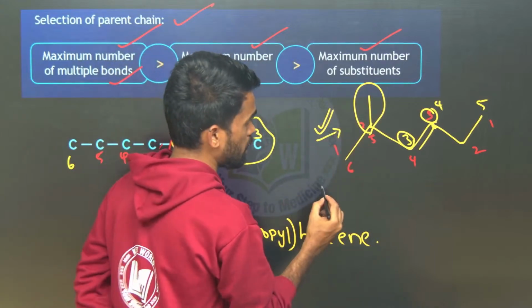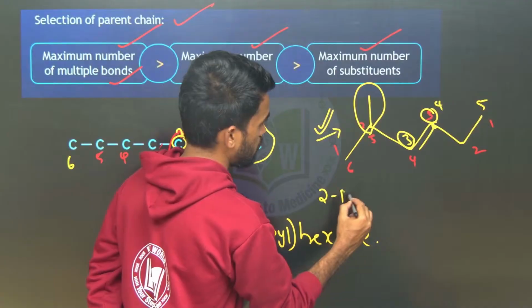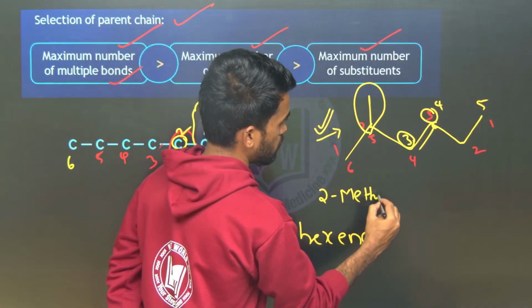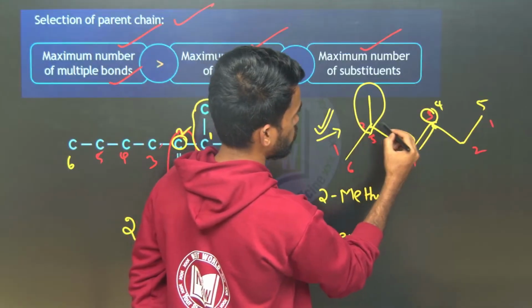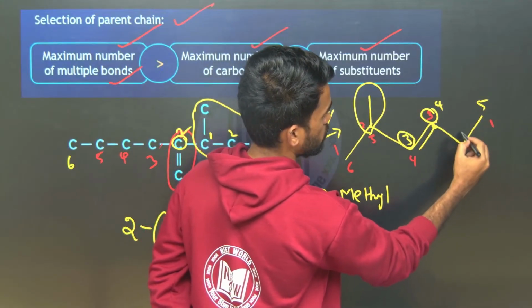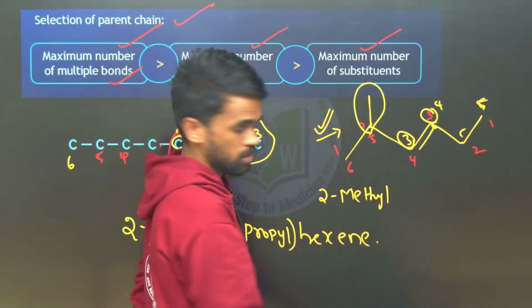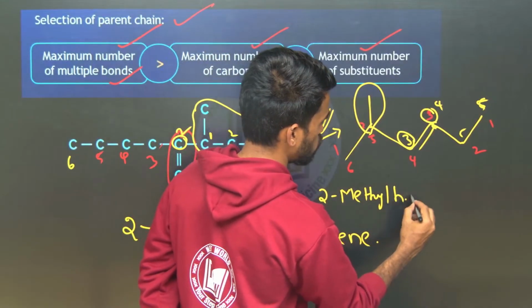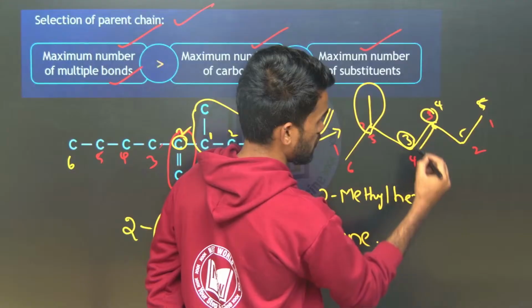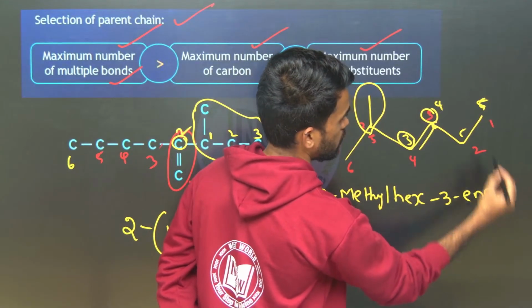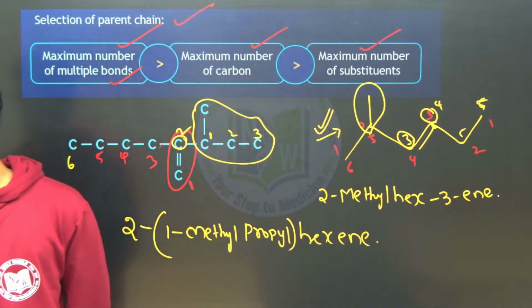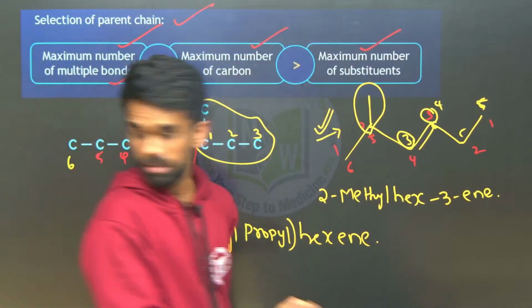So tell me what is the name of this compound? 2-methyl. Next, how many carbons are there? 1, 2, 3, 4, 5, 6. Six means hex. So methylhex, 2-methylhex. What is the position of the double bond? 3. Hex-3-ene. That's it. This will be the name. Clear? Right.